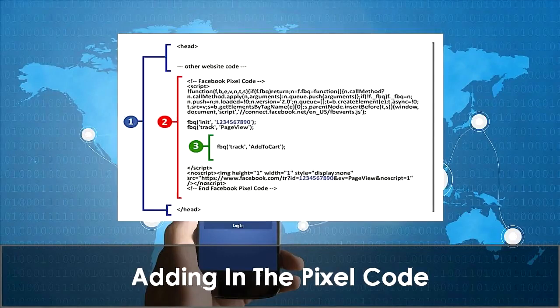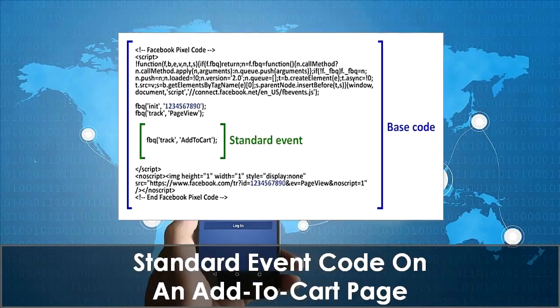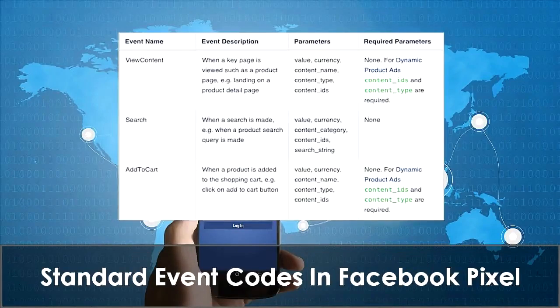Next, your Facebook pixel code will appear like the diagram above, except that your pixel ID will be different from the 10-digit code above. Code example. Lastly, in your Facebook pixel code, above the closing script tag, paste the standard event code that is relevant to your page, for example, Add to Cart button. It's necessary to go through this process for every page if you want to track your Add to Cart as an example.